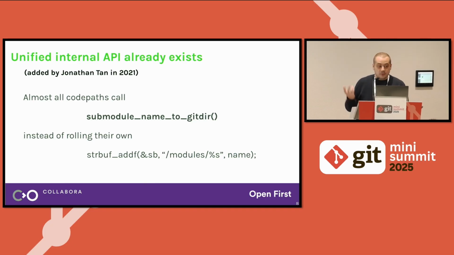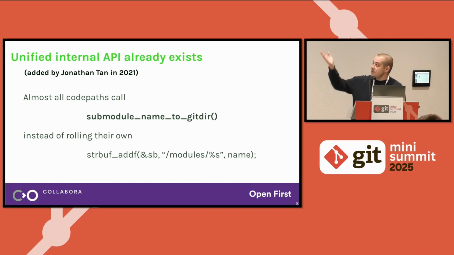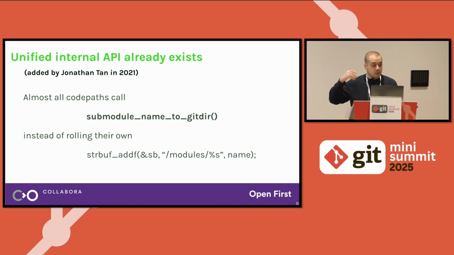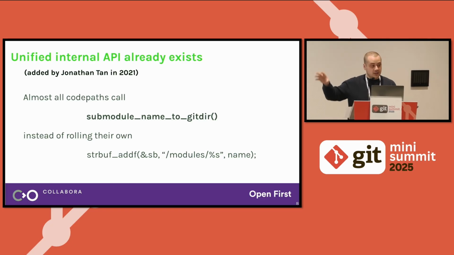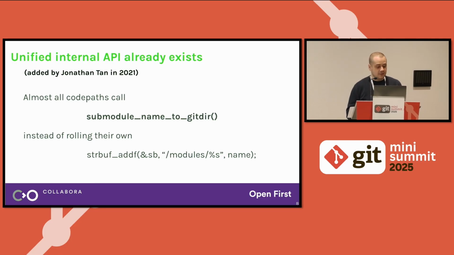All the code paths which need to work with submodules get the names using that function, which is very nice. I found just one exception which hard-coded the module's name using the plain name, and I fixed that in my patch series. The idea is that if we just modify that function to encode the name, then everybody will use the new names and the new paths. So that unified API has already landed and it's good.